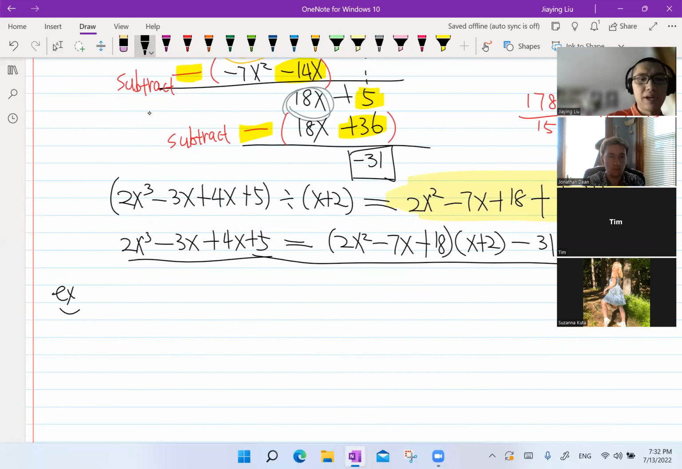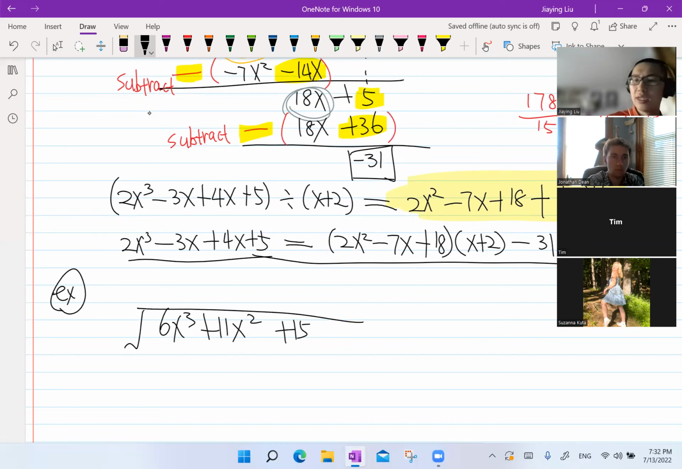So the second example I have is we're going to take this polynomial 6x cubed plus 11x squared plus 15, and we're going to divide it by x squared minus 2.